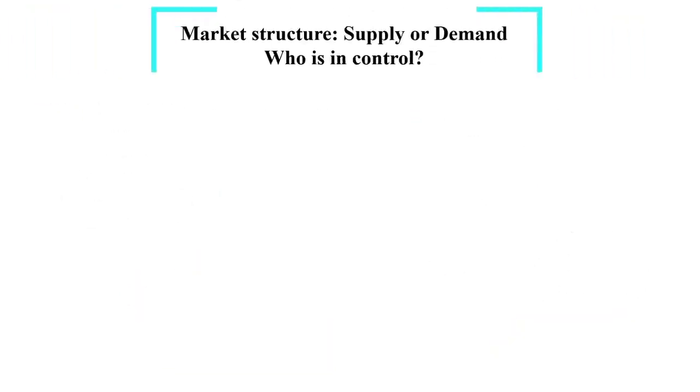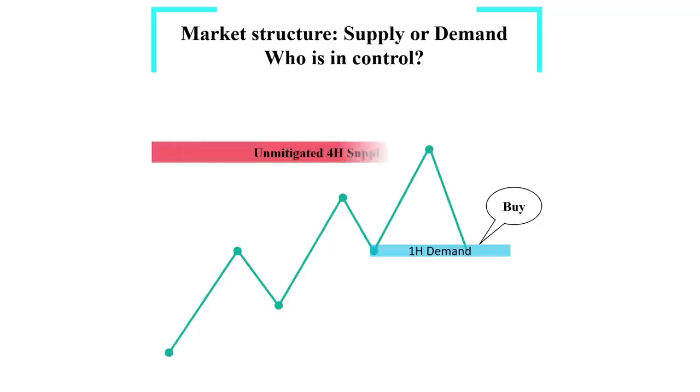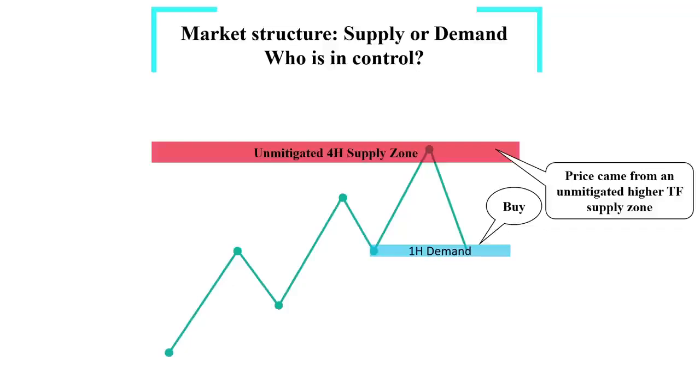The next topic is the market structure. Supply or demand, who is in control? Imagine this is a 1-hour structure, and the price reaches a demand zone. So, it would be wise to look for buying opportunities. But what if the price came from an unmitigated 4-hour supply zone?